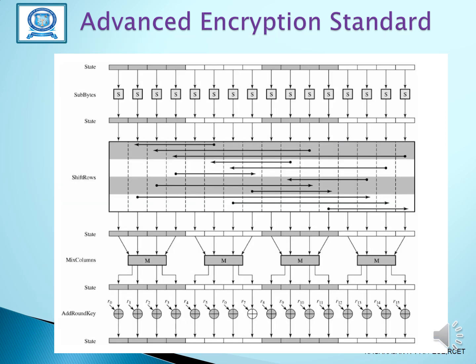This is the Advanced Encryption Standard state diagram. That is state, substitute bytes, then state, shift rows, then state, mix columns, state, and then we have the 4 transformations. Like that we have S box, then shift rows, then mix columns, then state, add round key, and finally we get the state.